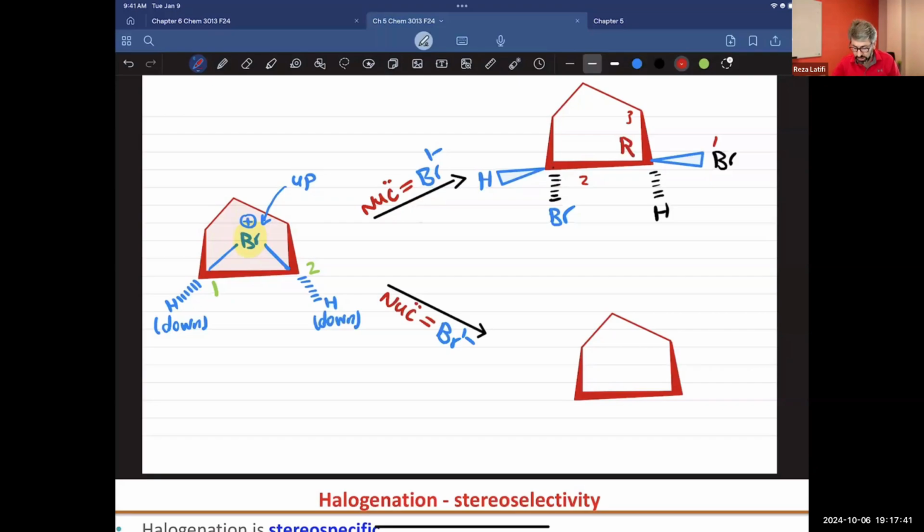Okay, how about this one? This is going to be 1, here is going to be 2, and that one will be 3. So this is supposed to be S, but because we have hydrogen facing to us, that one will be R. Okay, so I got R and R.